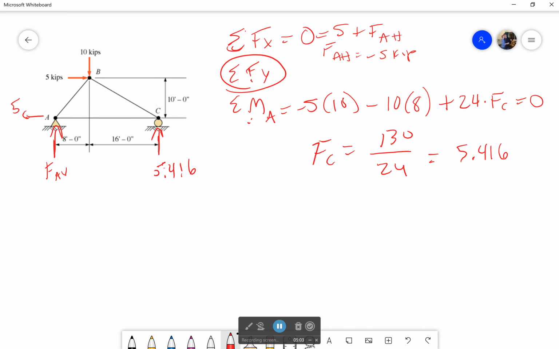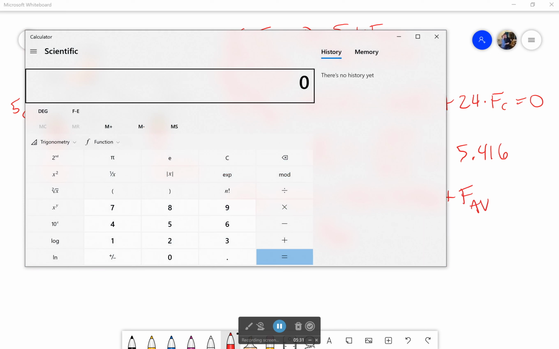But I'm going to do the sum of the forces in the y direction. I like that one. So, sum of the forces in the y direction, what do I have? Well, I've got 10 kips pointing down. And then I have my force C pointing up. And then I have my force AV. And if I solve, I get force AV is going to be equal to 4.584.